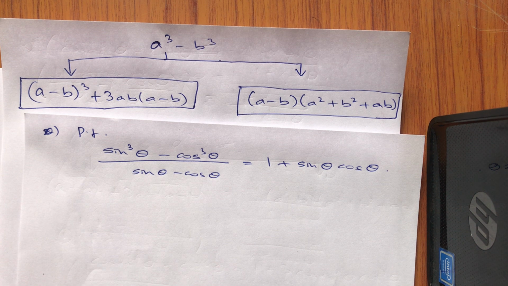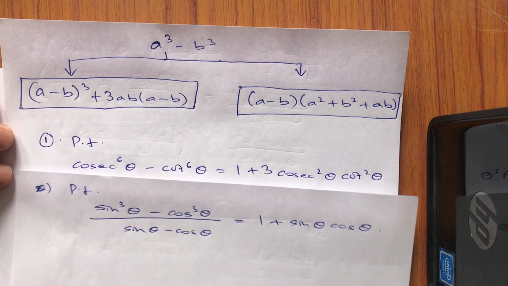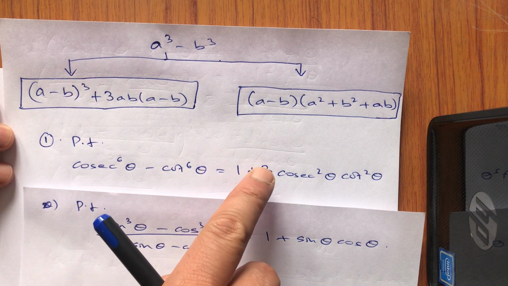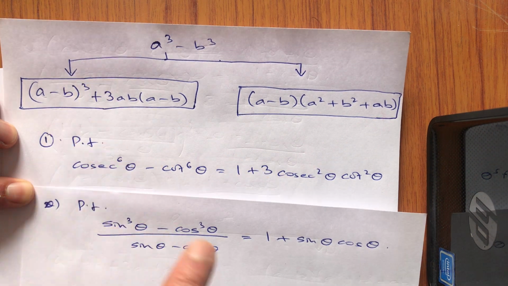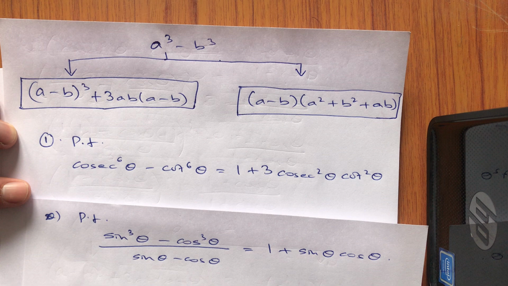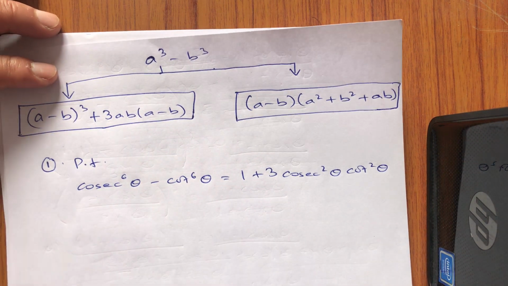Now once we know which formula we have to apply, let's show you how to apply it. So the most important thing is to look for a 3 in the question. If I see a 3, I use the first formula. If I don't see a 3, I'll have to use the second formula. So first let's start with this one.